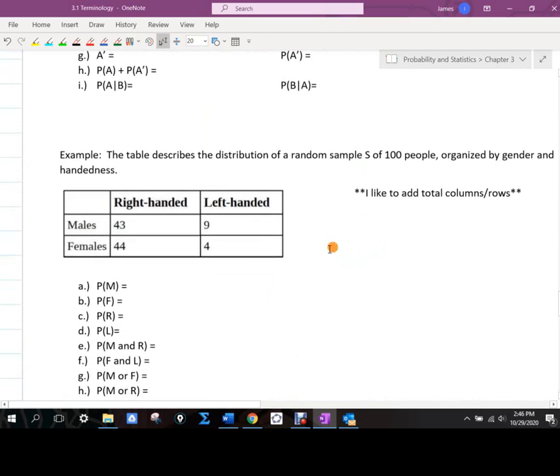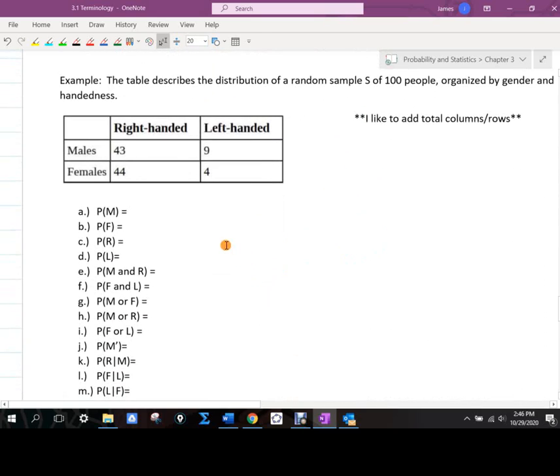Let's go. There's one more down here at the bottom, and then we'll come back up if we have time to do those other ones. It says the table describes the distribution of a random sample of 100 people organized by gender and handedness. With contingency tables, they don't always fill these things in, but it makes sense to have total columns and total rows. If I look at the right-handed people and add straight down, how many right-handed people are there? 87. How many left-handed? 13.